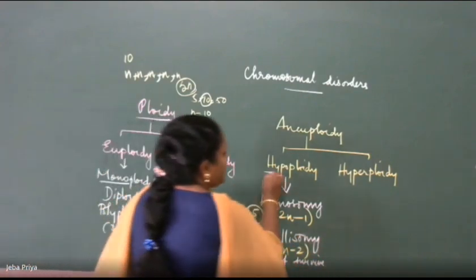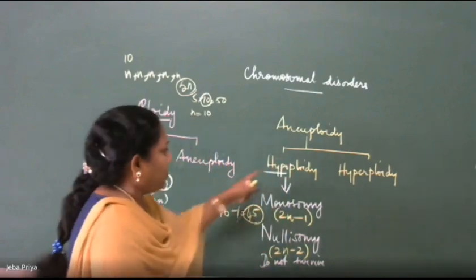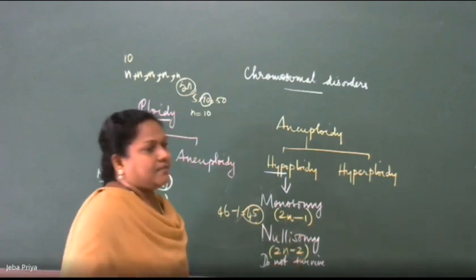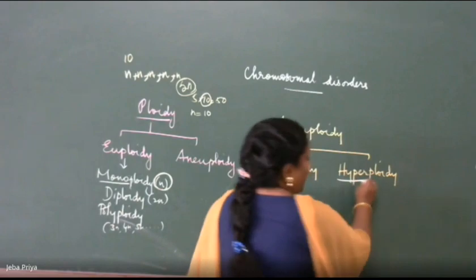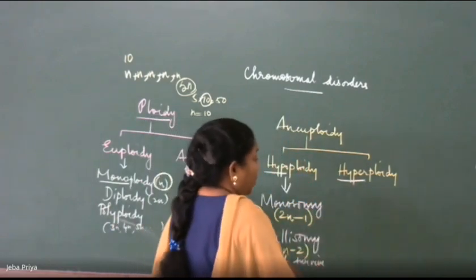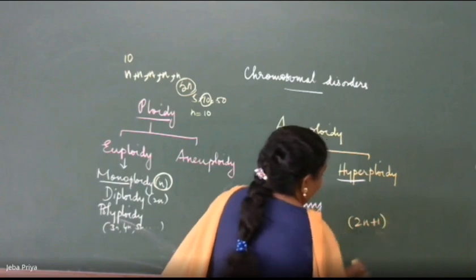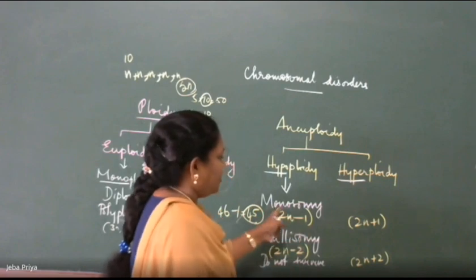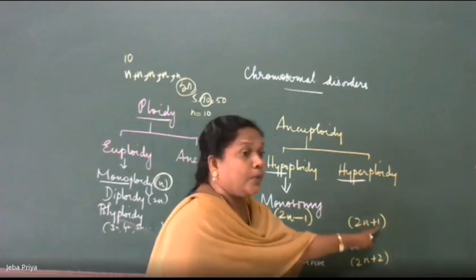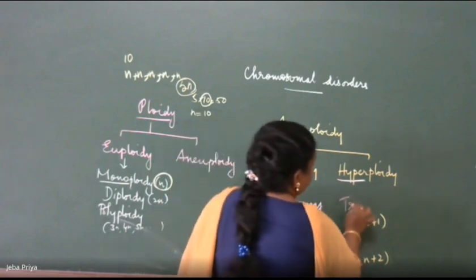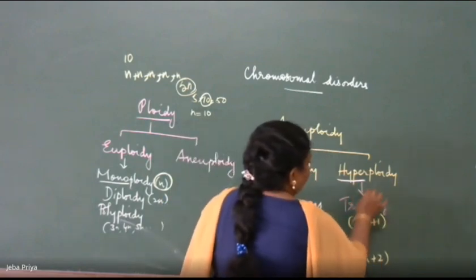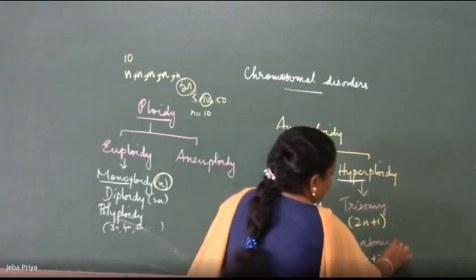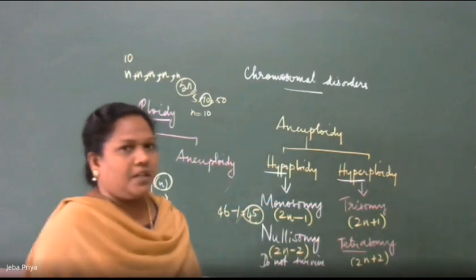Hypo means decreasing. So hypo means we are going to subtract: 2n minus 1, 2n minus 2, it is decreasing. What about hyper? Hyper means more. So here 2n plus 1 and 2n plus 2. Here it is added, 2 plus 1, 3: trisomy. So trisomy means 2n plus 1. Tetrasomy means 2n plus 2. Have you understood?